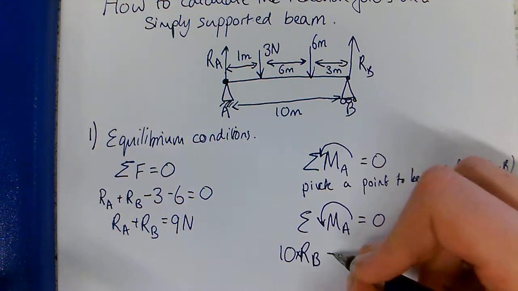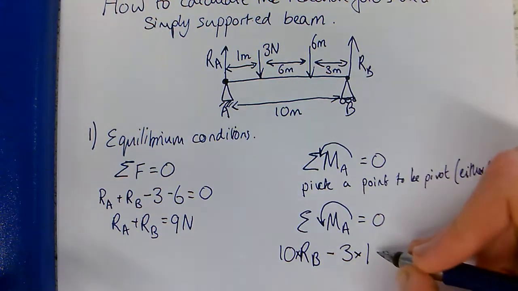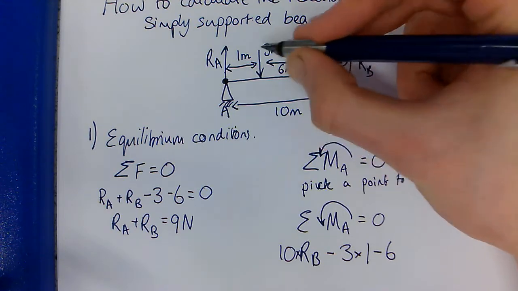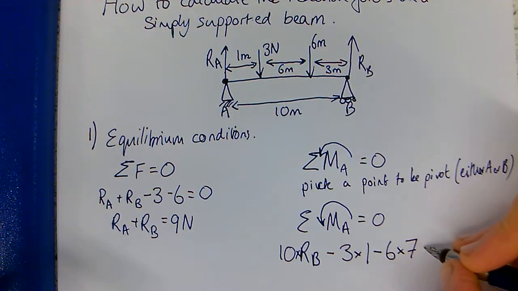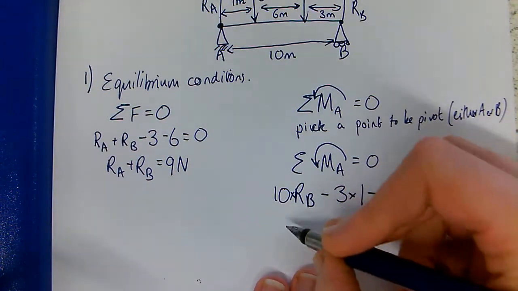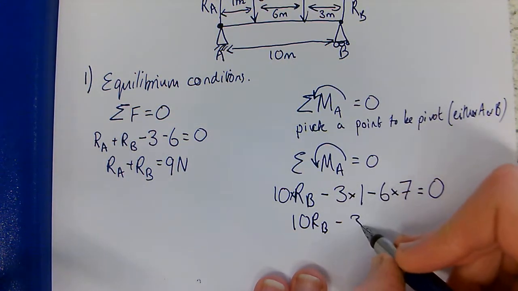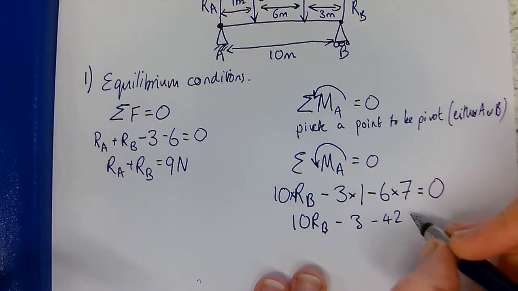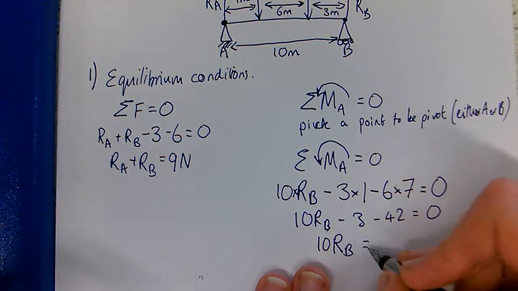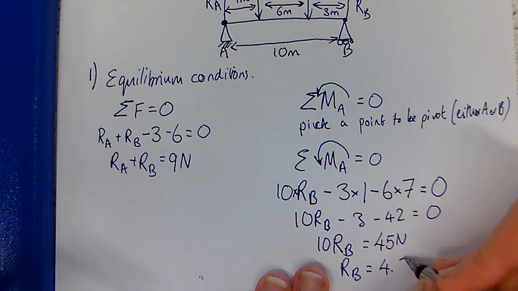We've got 3 newtons acting at 1 meter, and we've got 6 newtons, which is a clockwise moment, acting at 6 plus 1, which is 7 meters. And we know the total of that is 0. Then all we do is we simplify this down. So 10 RB, take away 3, take away 42 is equal to 0. So that gives us that 10 lots of the reaction at B is equal to 45 newtons, which means the reaction at B is equal to 4.5 newtons.